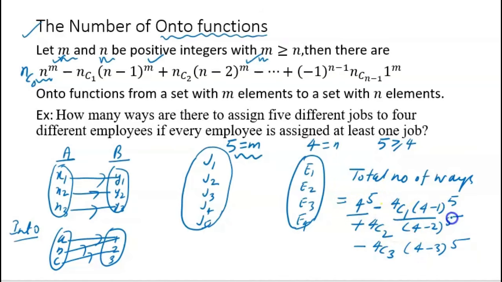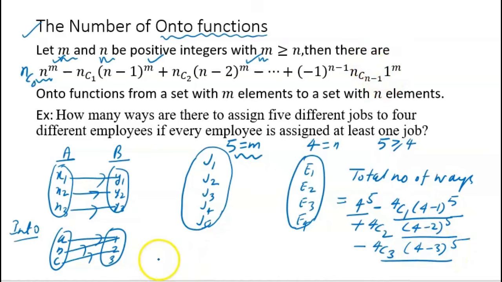1 term, 2 terms, 3 terms and 4 terms. So here how many terms do we require? N terms. Here also we require 4 terms, because the n value is equal to 4. I hope you understand this formula clearly, that we are starting from 4 to the power 5 and going up to 1 to the power 5, because 4 minus 3 is 1, so 1 to the power 5.